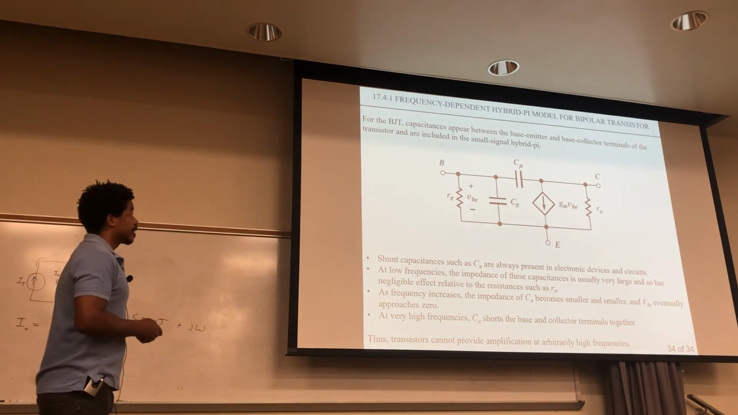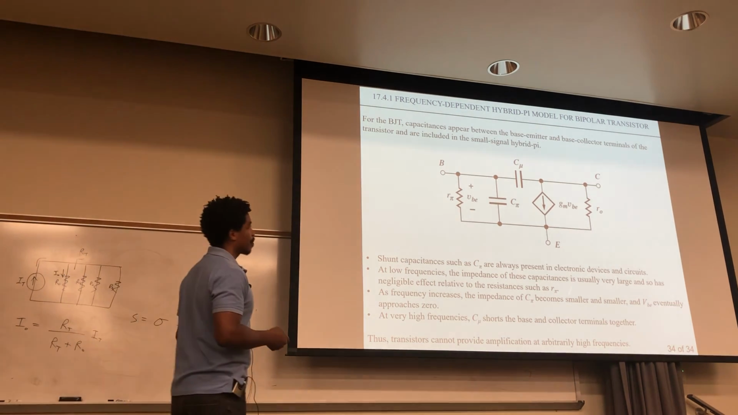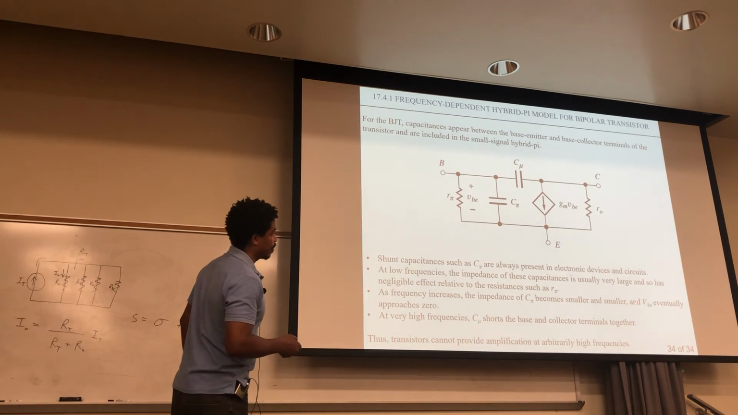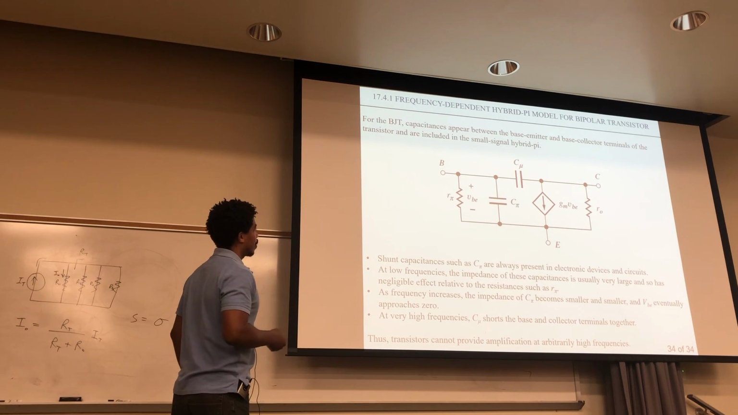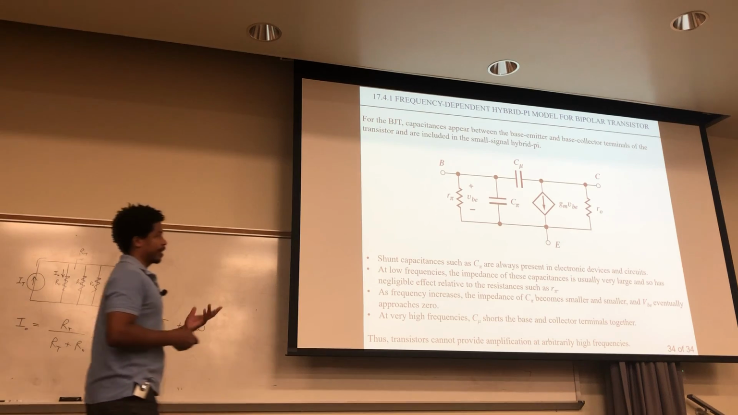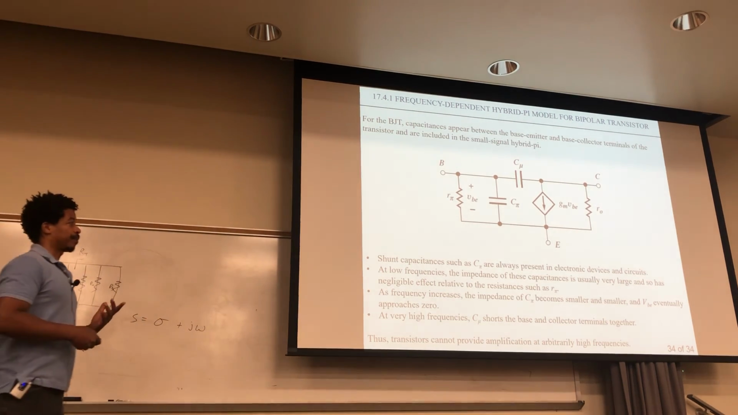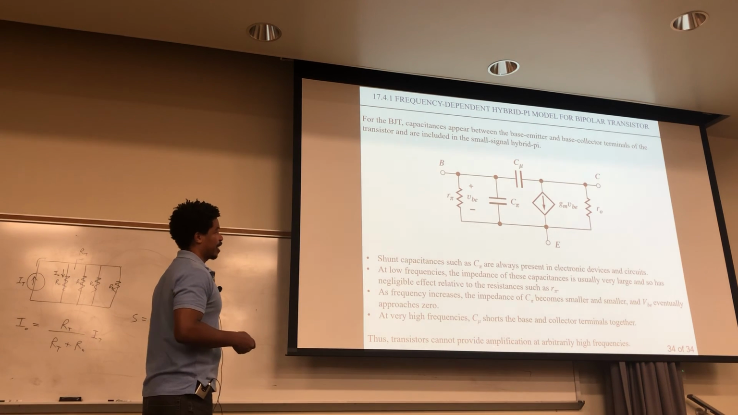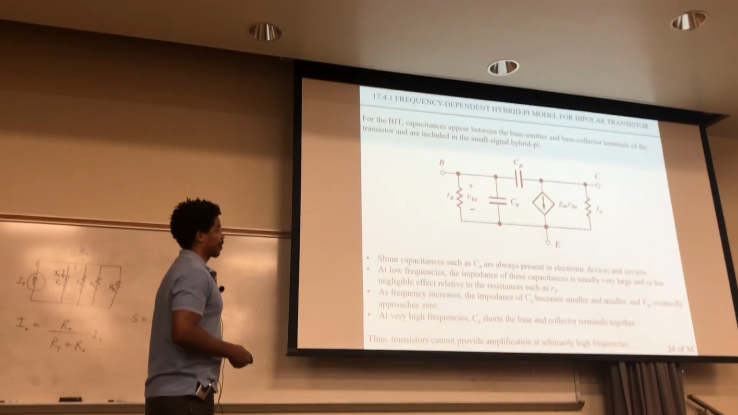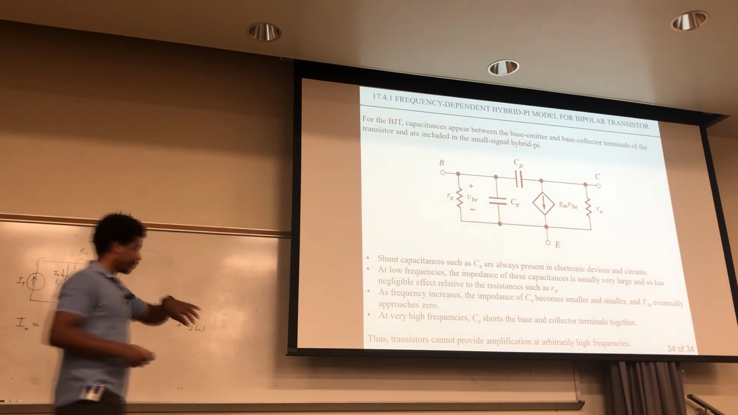As frequency increases, the impedance of the C pi becomes smaller and smaller, and the VBE eventually approaches 0. At very high frequencies, C mu right here shorts the base and collector terminals together. And these are the reasons why these transistors cannot provide amplification at some arbitrary high frequencies. So you have to really understand their limits, low and high frequencies.